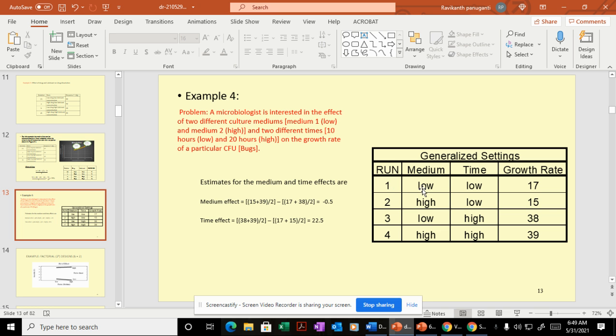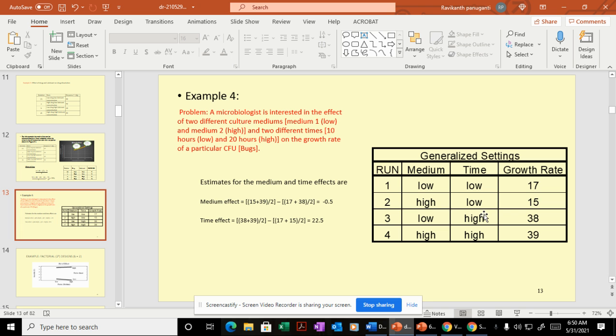In run one, he has taken the low medium and performed the study at the lowest time. So the growth rate that he has observed is 17%. And in run two, he has taken a high amount of the medium and performed the study at a low level of time, and the observed growth rate is 15%. As such, he has performed four studies.